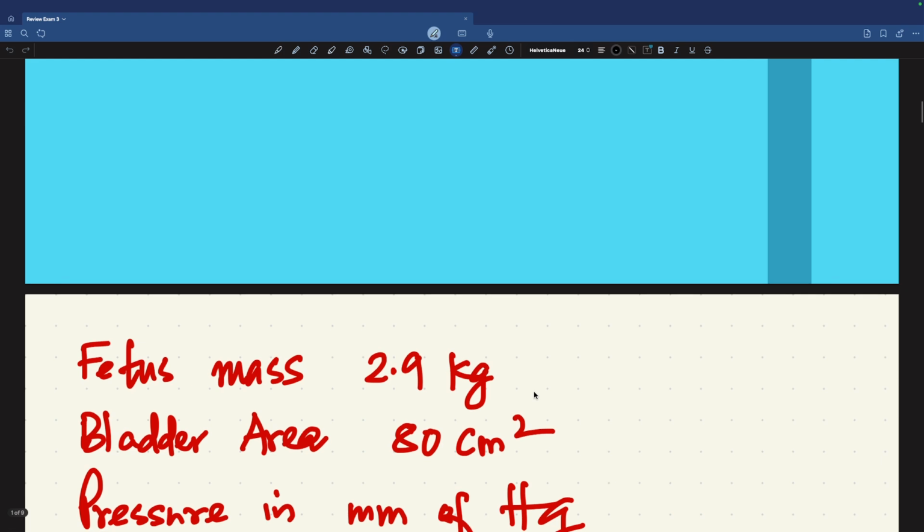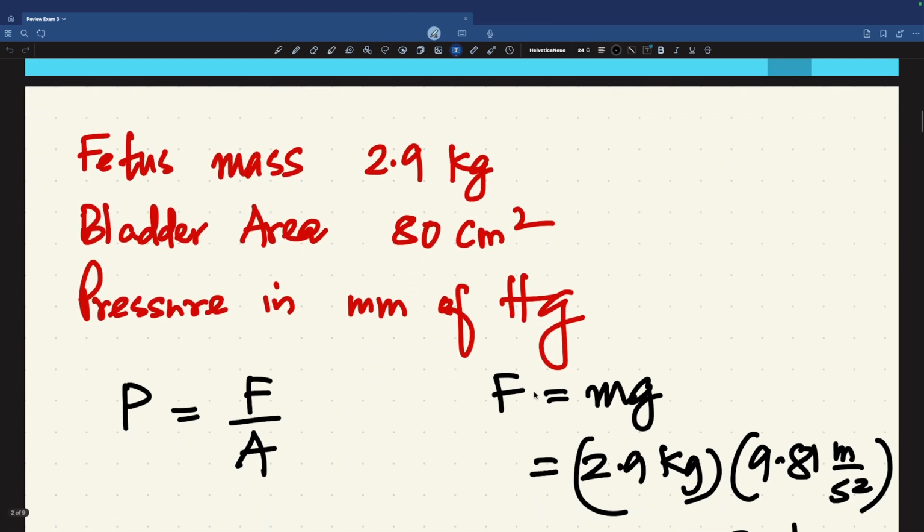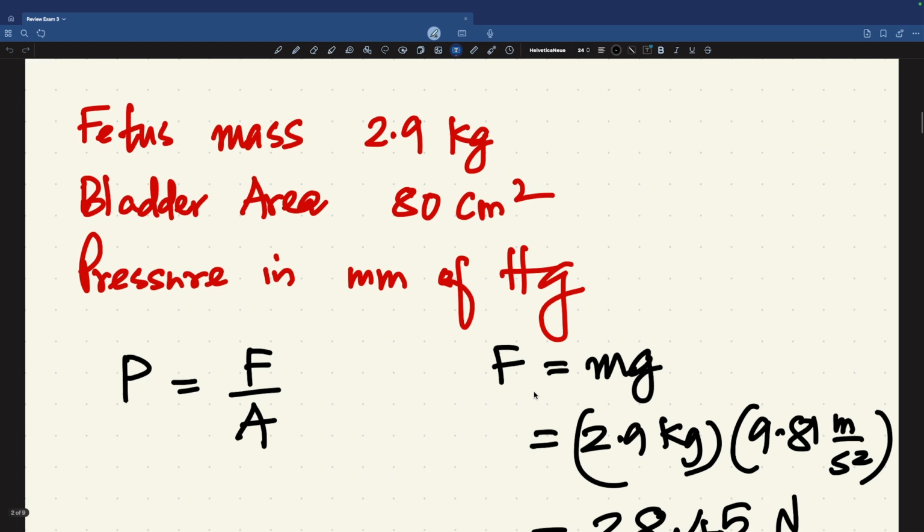So here we go. Number 1, how to calculate pressure. So here's an example. The mass of the fetus is given as 2.9 kilogram. The area of the bladder is given as 80 centimeters square, and you are asked to calculate the pressure in millimeters of mercury. So pressure is force by area.